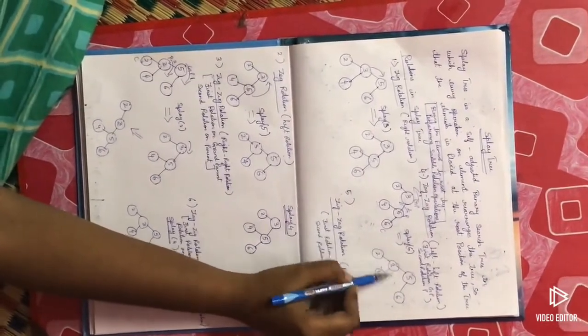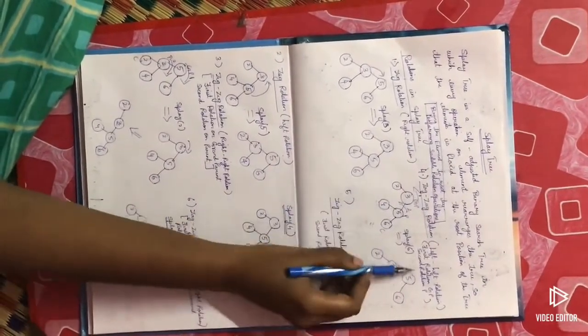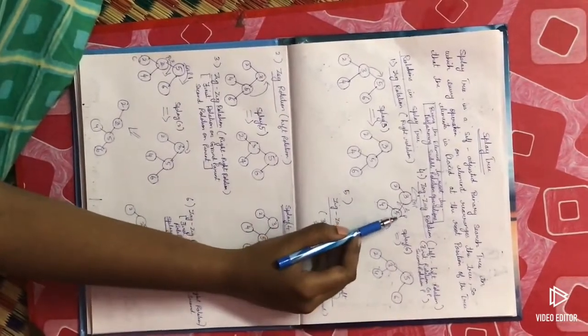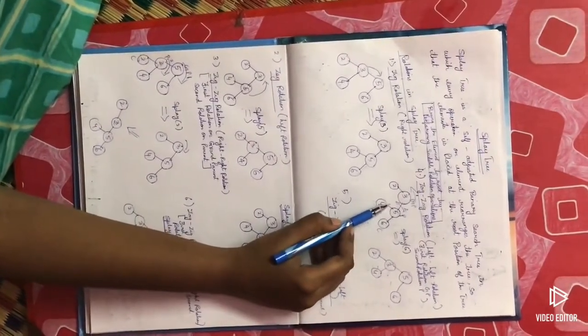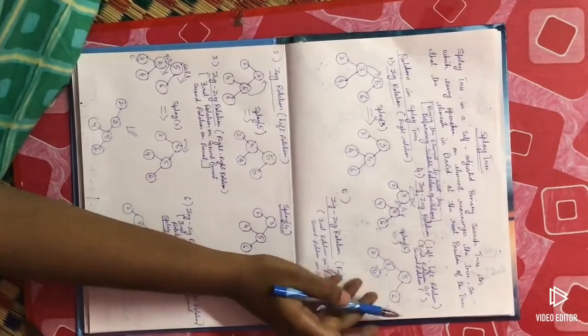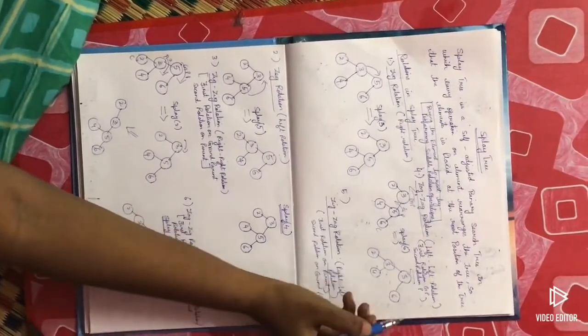Okay, so now what I have to do? I have to do the second step as parent rotation. Parent should be rotated at the left side again. So again, 5 is the parent. I am going to rotate it to the left side.